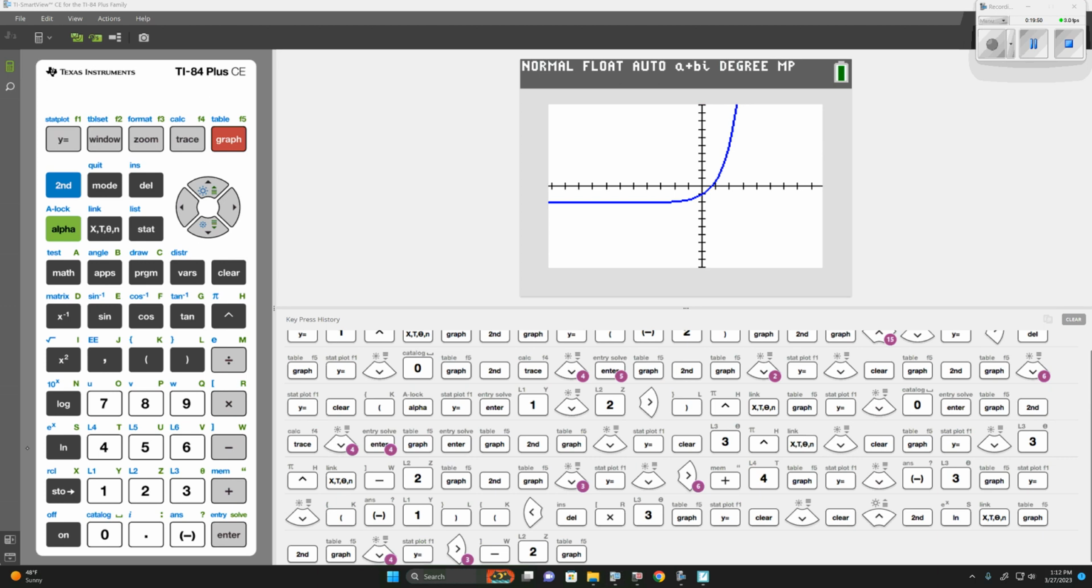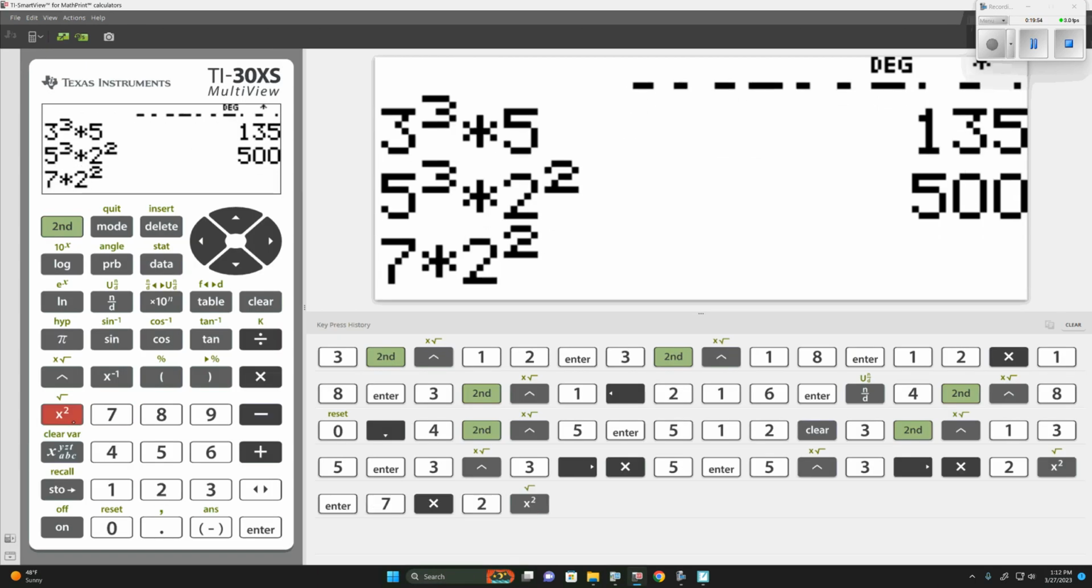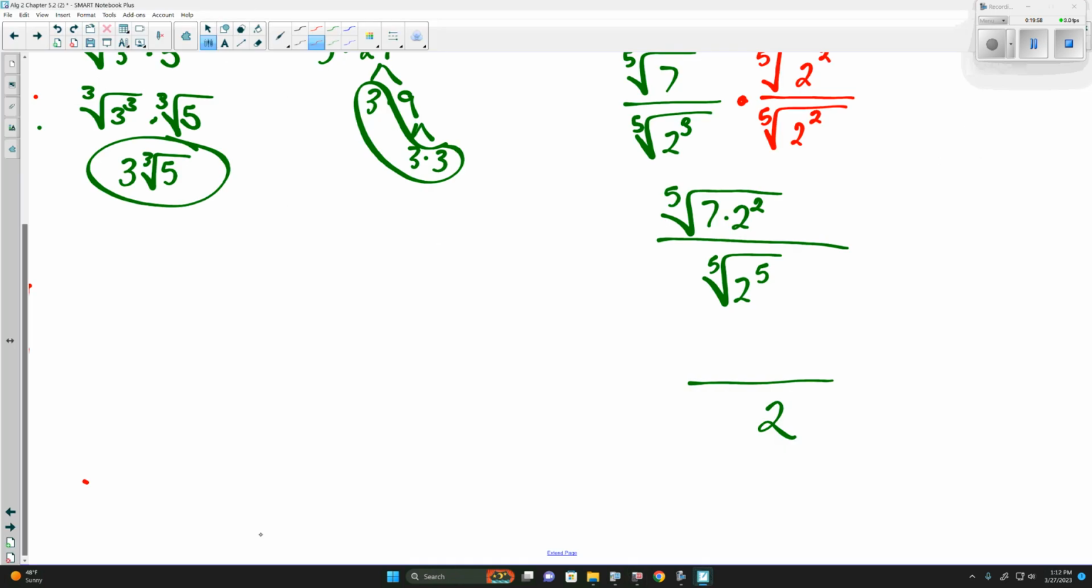So in the calculator, we can say 7 times 2 squared, which is 28. So we have the fifth root of 28. Because our 2 squared is 4. 4 times 7 is 28. Questions on this here?